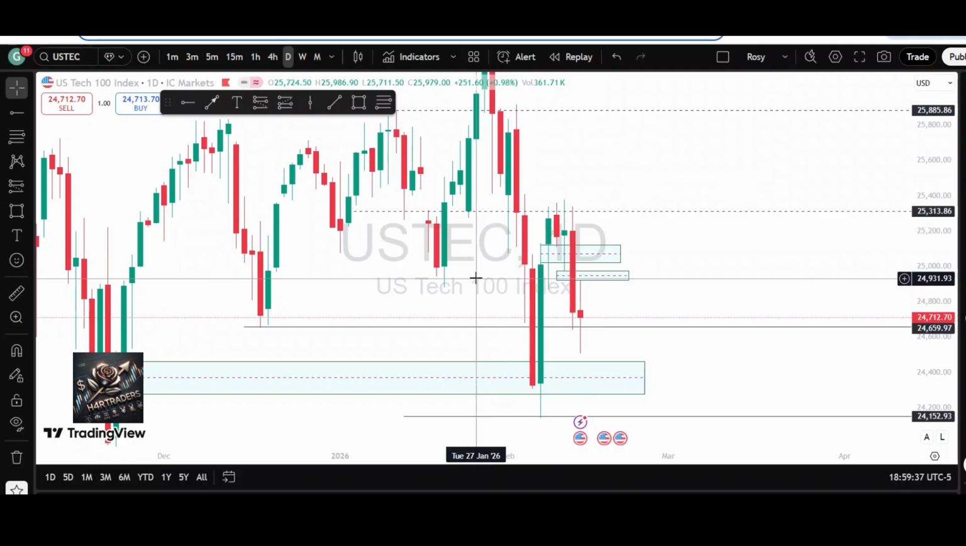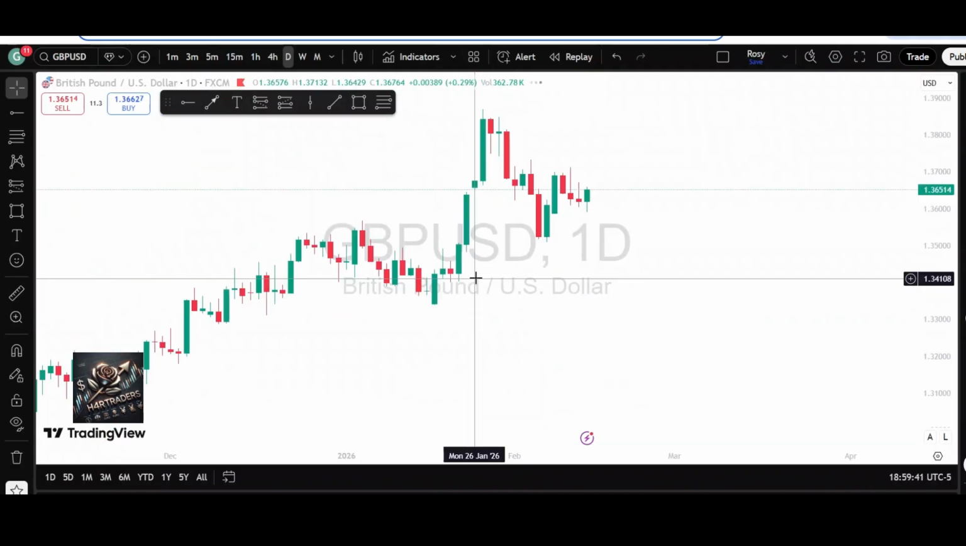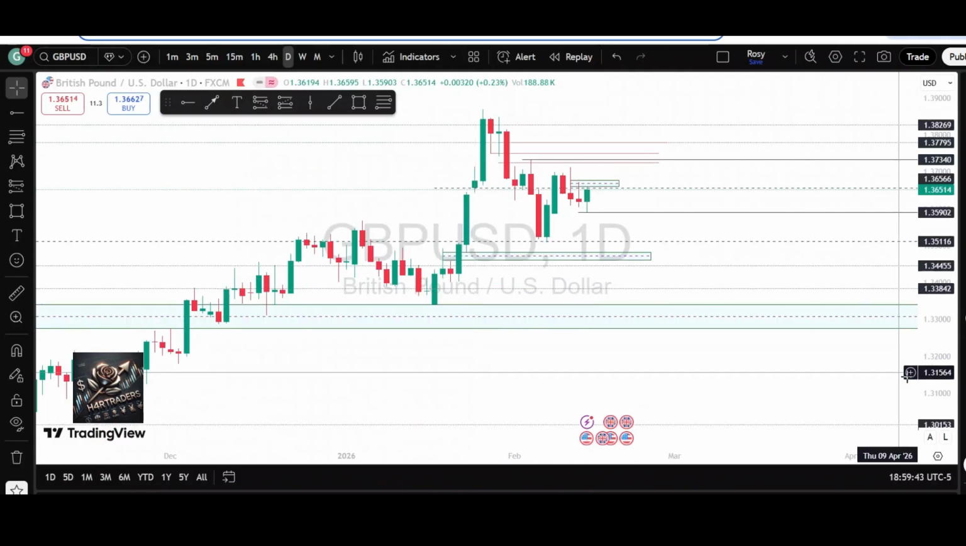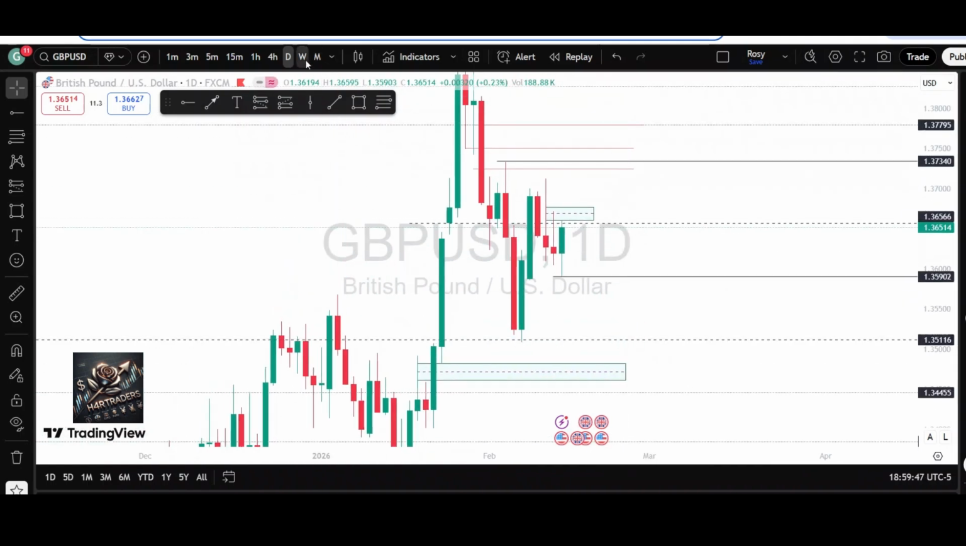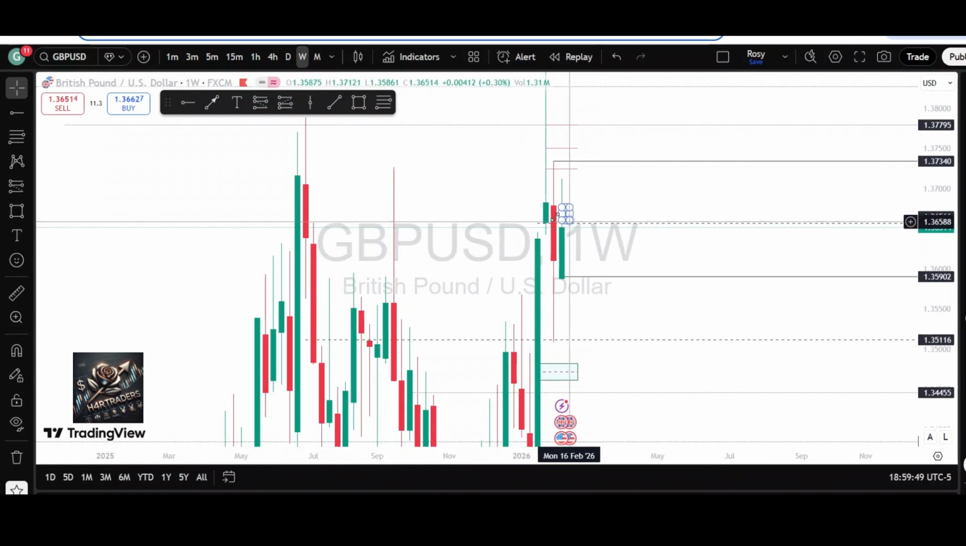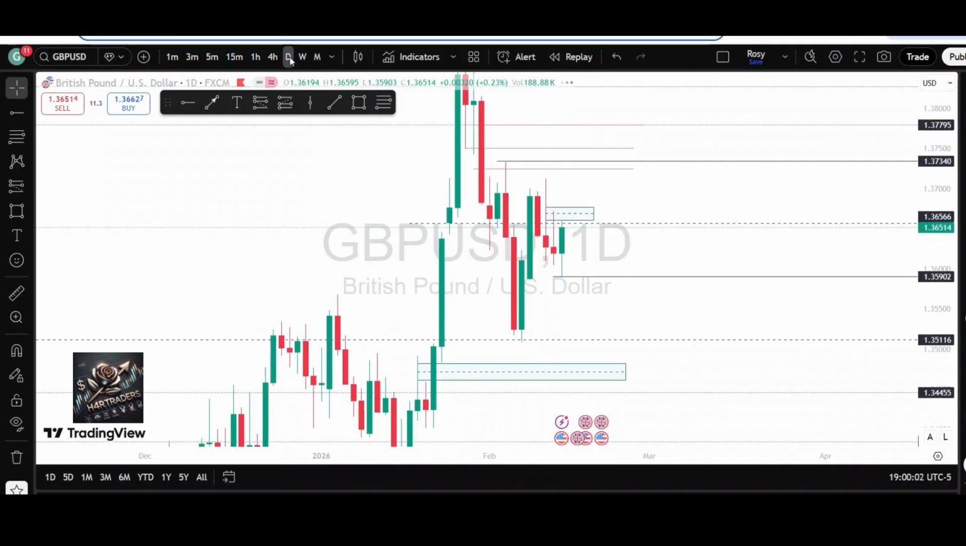So if we run down to our British pound, I'm going to just take these two pairs. If we run to the British pound USD, what are we expecting if we drop to the weekly time frame? This is where we are as at last week. So what is our expectation? You can also see price ran back into this weekly order block on the weekly. So what are my expectations? Then yeah, this is where we are as at the daily chart.